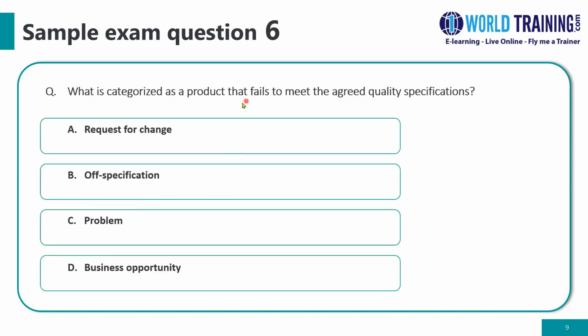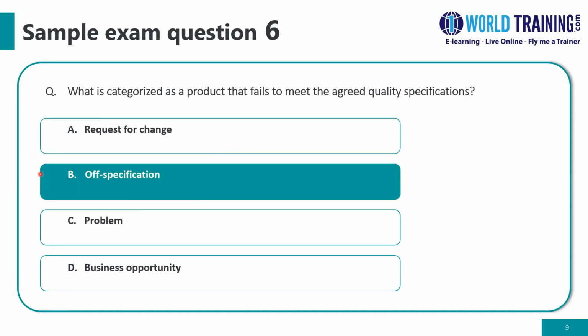Question number 6. What is categorized as a product that fails to meet the agreed quality specifications? A, request for change. B, off specification. C, problem. D, business opportunity. Now, if you notice, all these 4 choices are about the types of changes or the types of issues, we should say, in the issues practice. But one of them is about a product that fails to meet the agreed quality specifications. You might have figured it out.